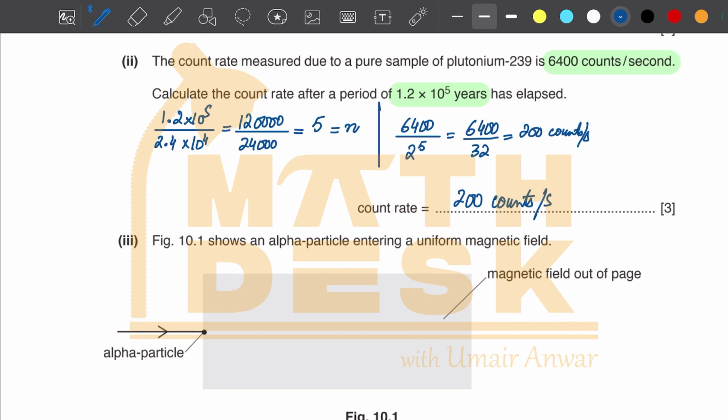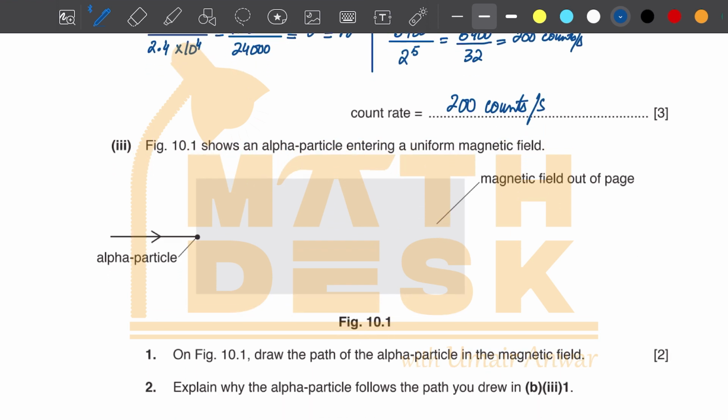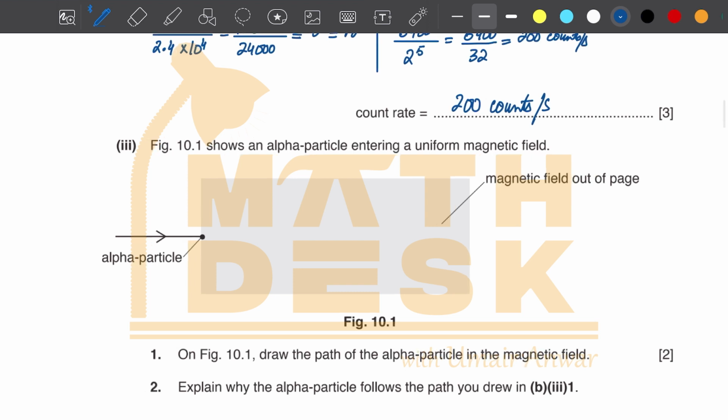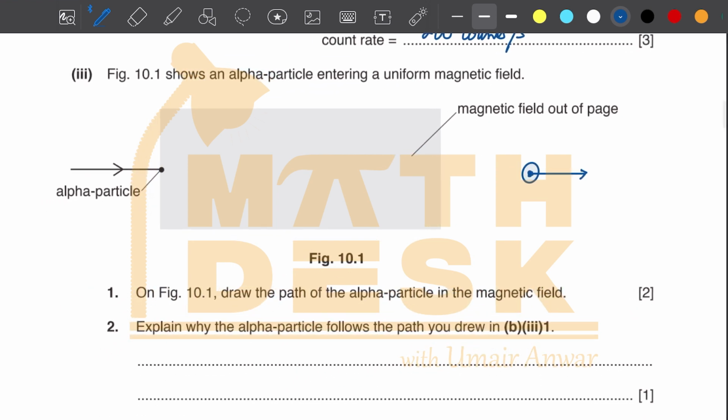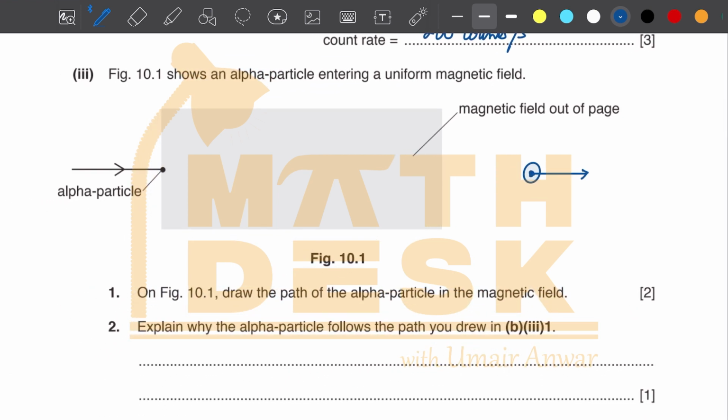In the next part, the question says figure 10.1 shows an alpha particle entering a uniform magnetic field. The magnetic field is out of the page, so I'm making this symbol which shows the magnetic field is out of the page, and the alpha particle is moving to the right, which is also the direction of the conventional current. So the conventional current is to the right in this case, and we have to find the deflection shown by the alpha particle, and we also have to draw the path of the alpha particle in this magnetic field.